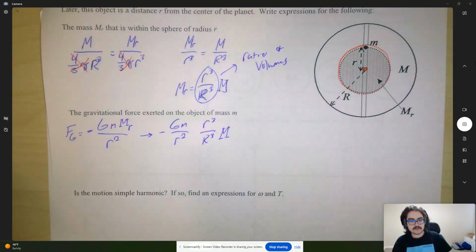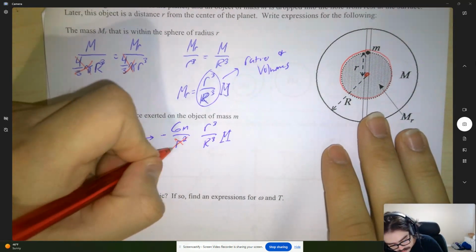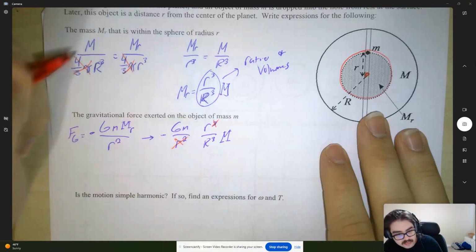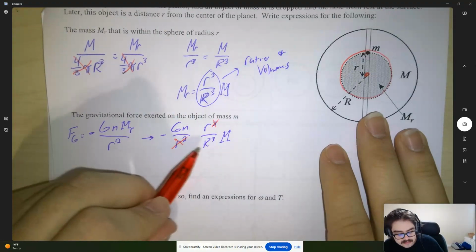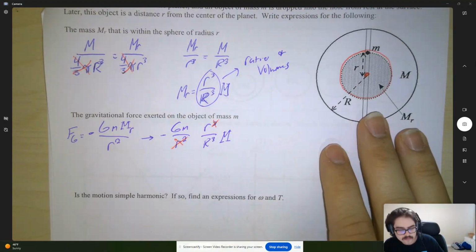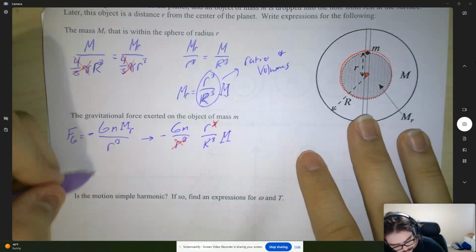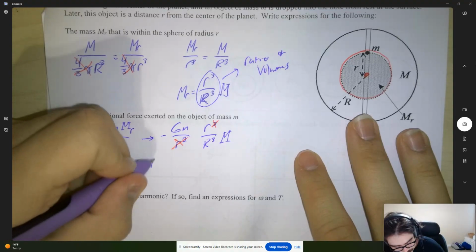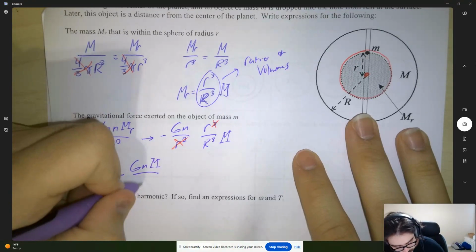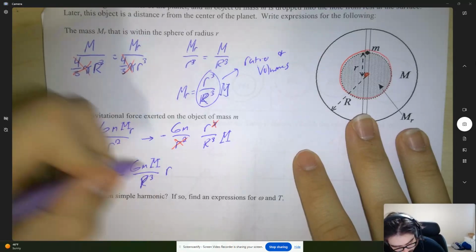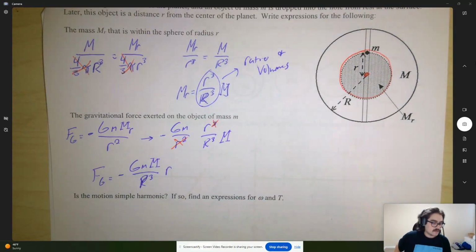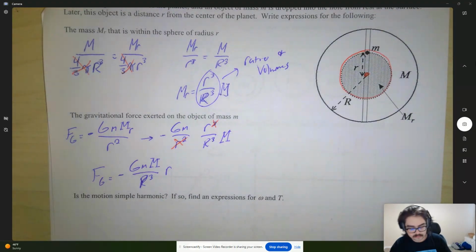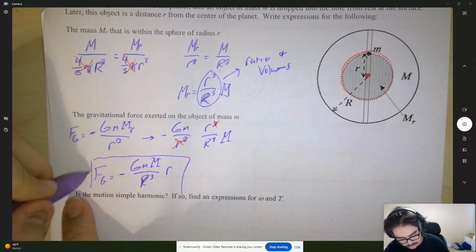Hopefully you notice that this r gets partially eliminated. One r remains in the top, and when you multiply, the big R cubed takes the place in the bottom. So this really just becomes the force of gravity equals negative G little m big M over capital R cubed times little r. It is going to look a little bit different than it did earlier, but that's all you've got to do. You just have to find it with respect to that.